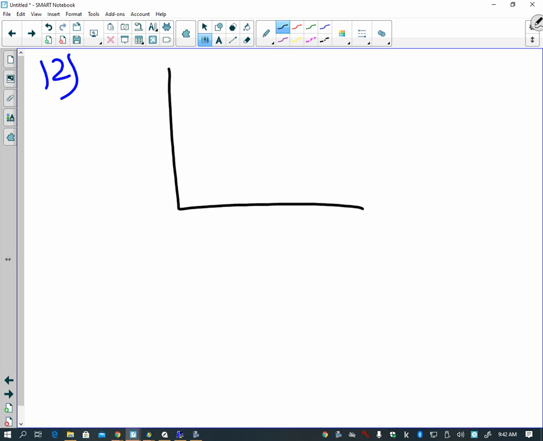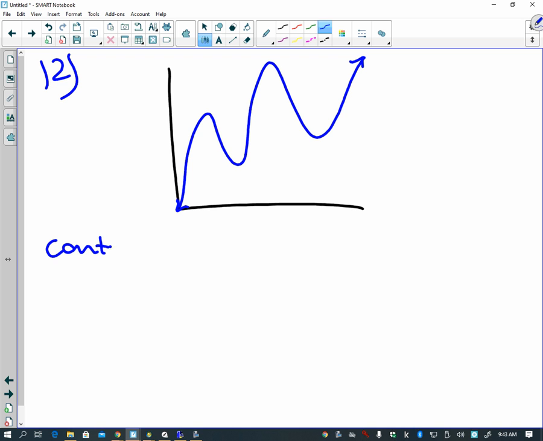Okay, something like that. Okay, is this continuous, discontinuous? Continuous or discontinuous? Continuous. Okay, so that does away with discontinuous and discrete, right? Is it a function? Yes. Passes the vertical line test, so function.